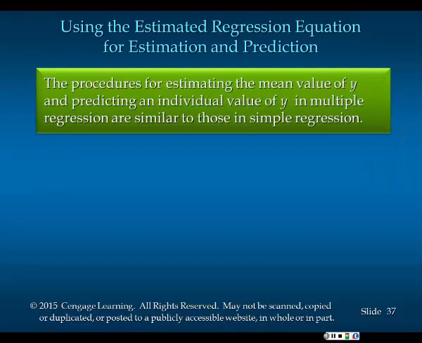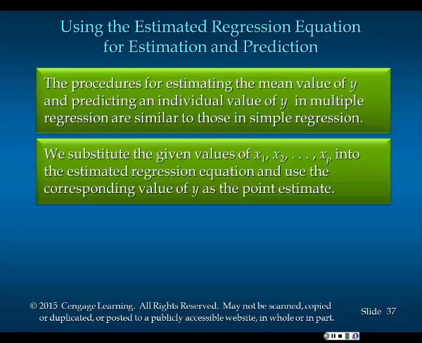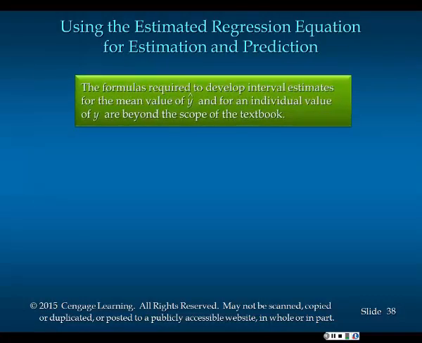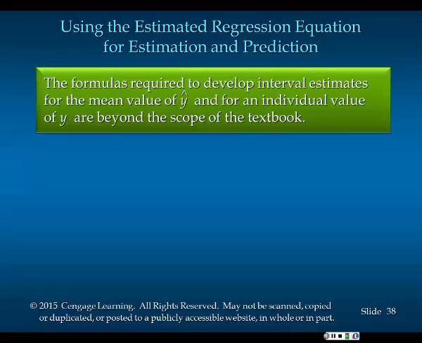The procedure for estimating the mean value of y and predicted value of y in multiple regression is similar to that of simple linear regression. You give us x's, we plug those x's in, we get a y hat, and we construct a standard error. So we substitute the given values of x's in, we get our y hat, and we construct our predicted value. Now, how we make the actual intervals for multiple regression is outside of the scope of this book. You can do it for simple linear regression. I showed you how to do that. You have the formulas for that.